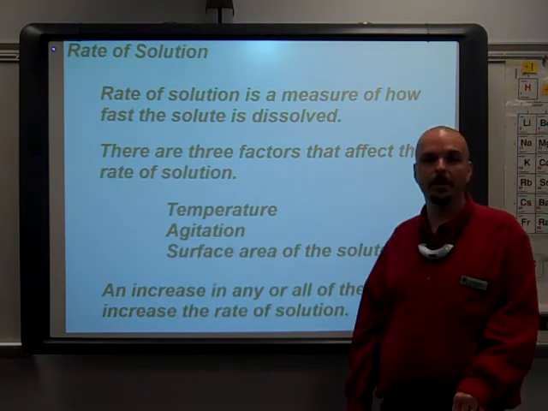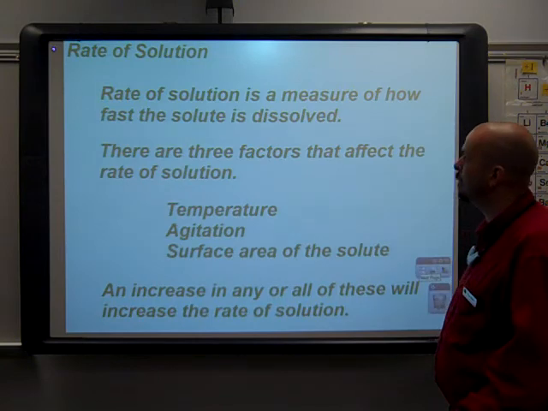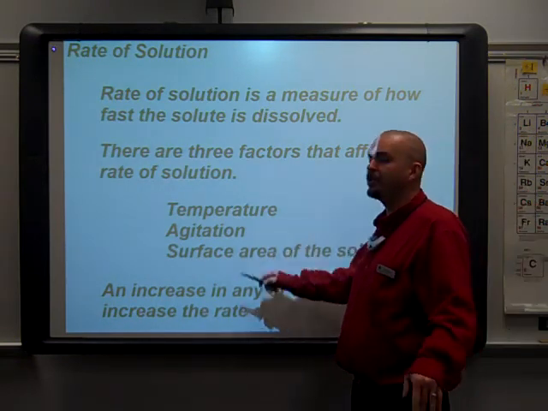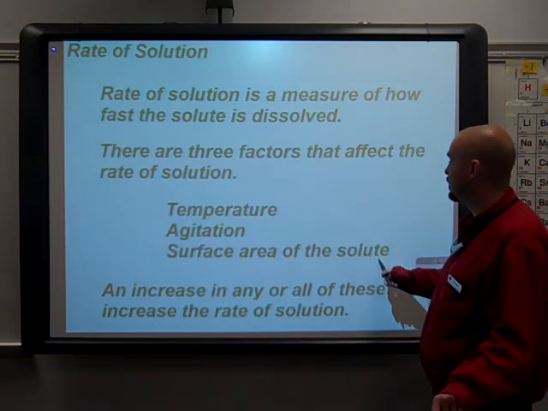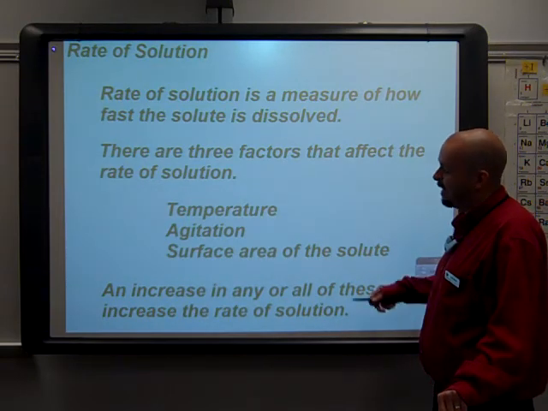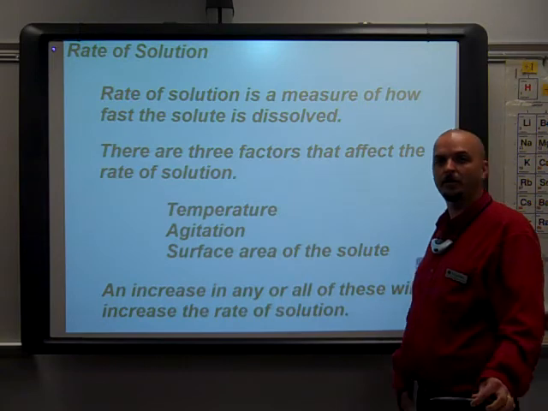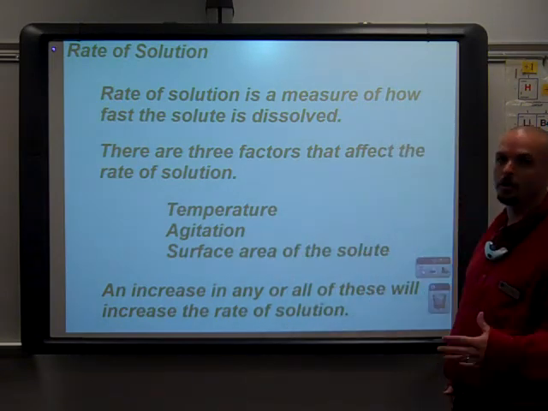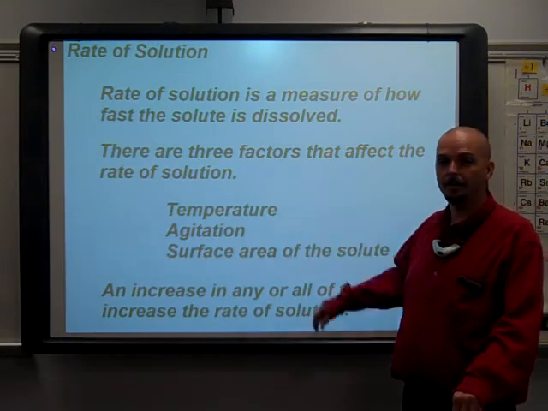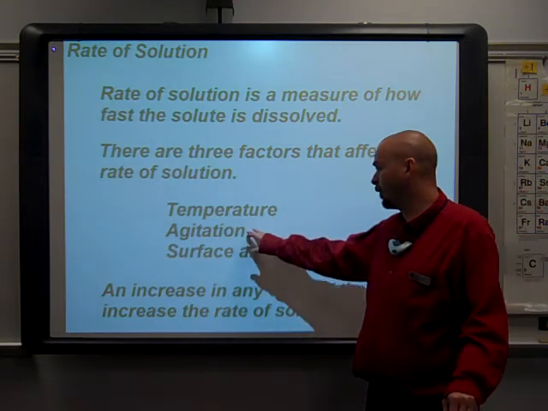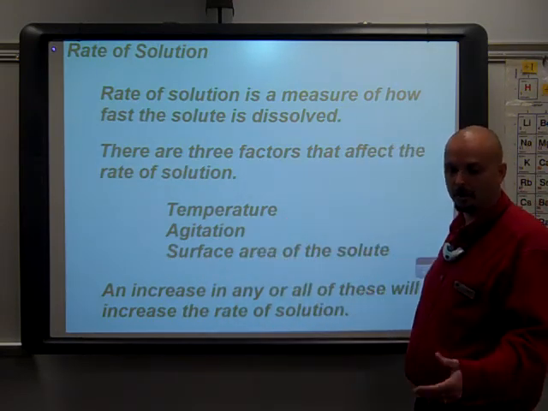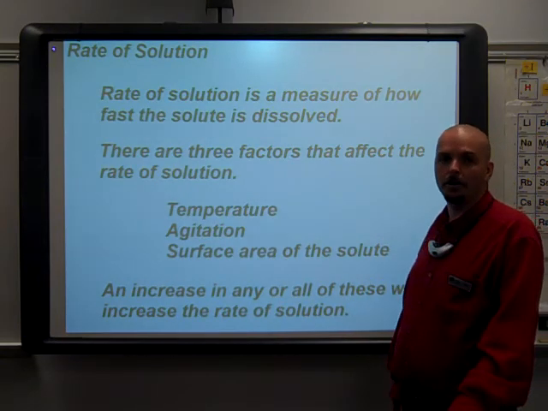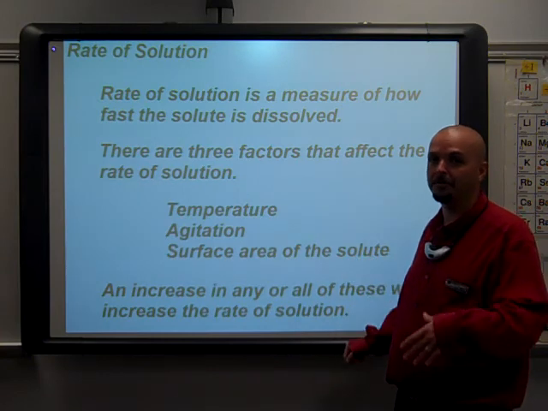Last thing for solutions is rate of solution, how fast the solute dissolves. And there are three factors that affect that: temperature, agitation or stirring, and the surface area of the solute. Increasing any of these three things will make the solute dissolve faster. So if you use a hot solvent as opposed to a cold one, it will dissolve faster. If you stir it, it will dissolve faster as opposed to just leaving it sit there by itself. The surface area of the solute: smaller pieces dissolve faster than bigger pieces.